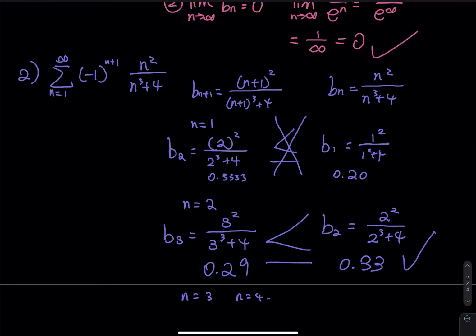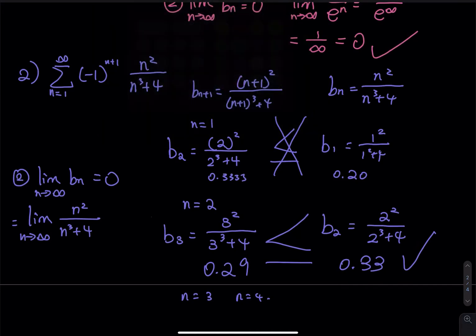And then number 2, you have to make sure that the limit as n approaches infinity of Bn is equal to 0. So the limit as n approaches infinity, the Bn is n squared divided by n to the third plus 4. So this one, solving the limit, do you still remember how to solve this?